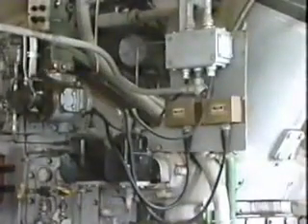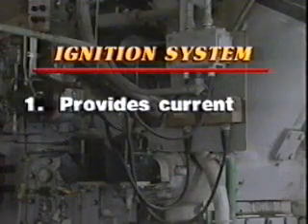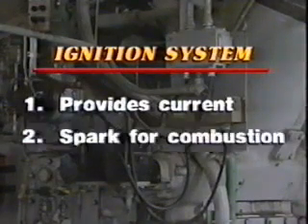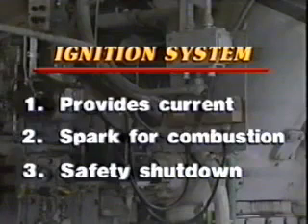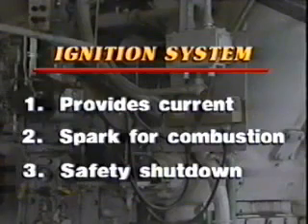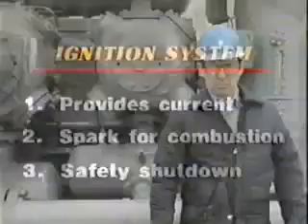The ignition system on a prime mover performs a couple of different functions. First, it provides electric current for ignition. It also gives spark for combustion in prime mover cylinders. Finally, it is an integral part of the safety shutdown of the compressor. When the control system senses an unsafe condition on the compressor package, the ignition system will automatically trigger a shutdown.